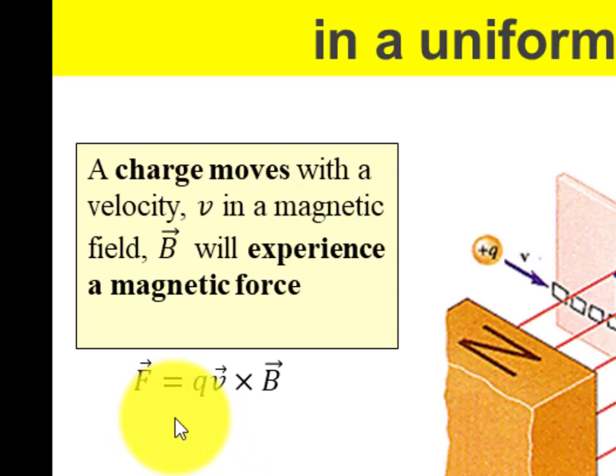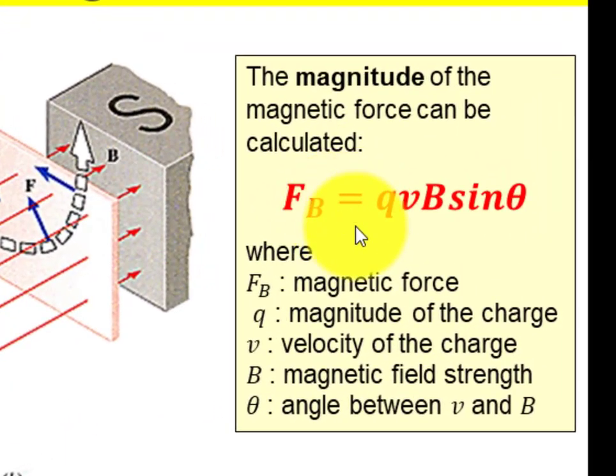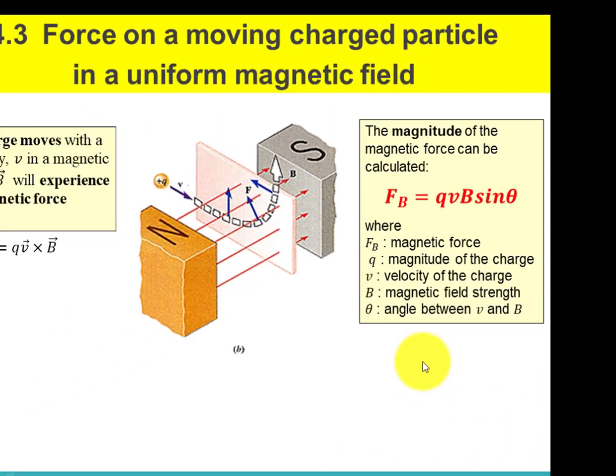the formula F equals Q v cross B. The magnitude of the magnetic force can be calculated using the formula F_B equals QvB sine theta, where F_B equals the magnetic force, Q is the magnitude of the charge, v is the velocity of the charge, B is the magnetic field strength, and theta is the angle between v and B.